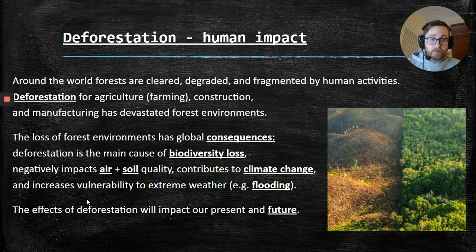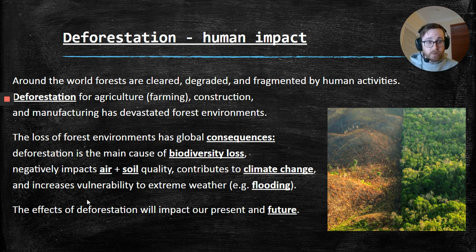So we know about forests, we know the types of forests, we know where they are, what they are, layers, etc. Let's talk about a lack of forests. Let's talk about deforestation, so human impact. So around the world, forests are cleared, they are degraded, so they are made lower quality, and they are fragmented, so they are split up by human activities. Deforestation for agriculture, so farming, construction, manufacturing, has devastated forest environments around the world. The loss of forest environments has global consequences.